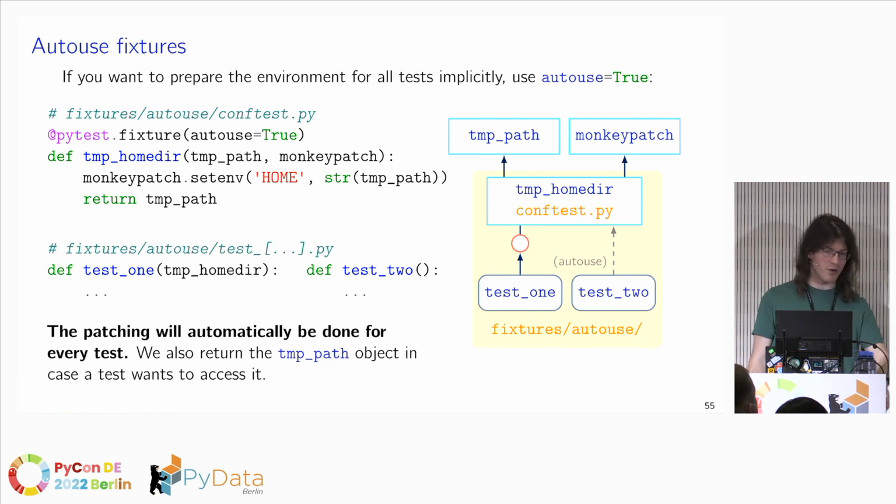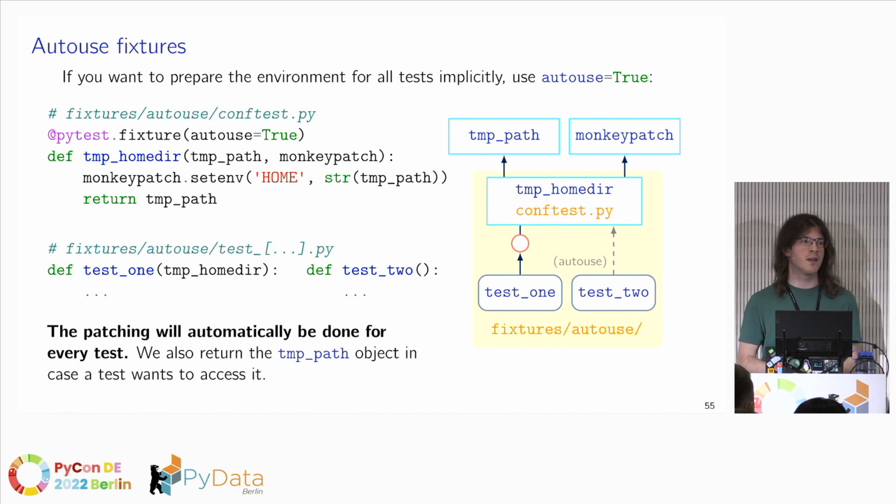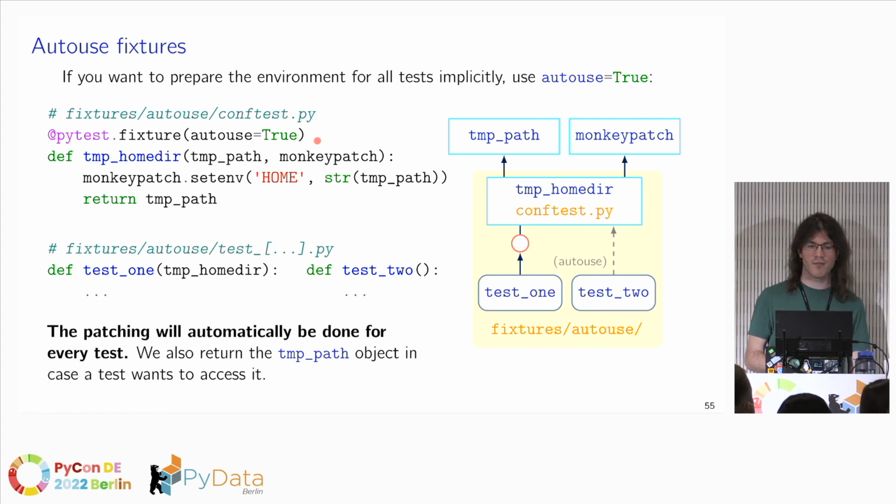Finally, I want to show a quick example of how to use fixtures implicitly. Sometimes we want to use a fixture, but really only for the side effects of it. Maybe we have a fixture calling monkeypatch to patch some things away and want to do this patching for all tests in a module. So what you could do is mark this fixture as autouse, with autouse equals true. We still return a value here. This temp path we set as a temporary home directory, just in case a test wants to use it, like here. But we don't need to.